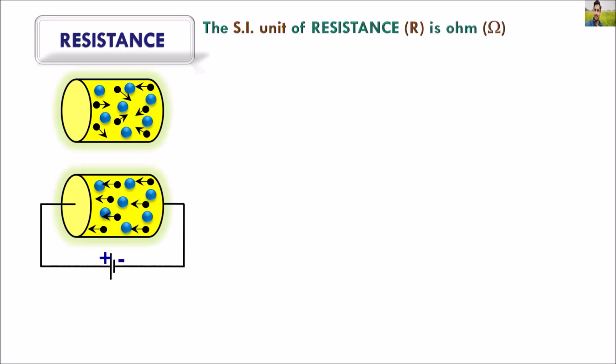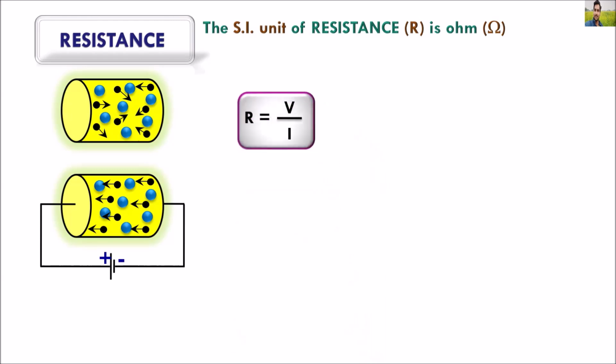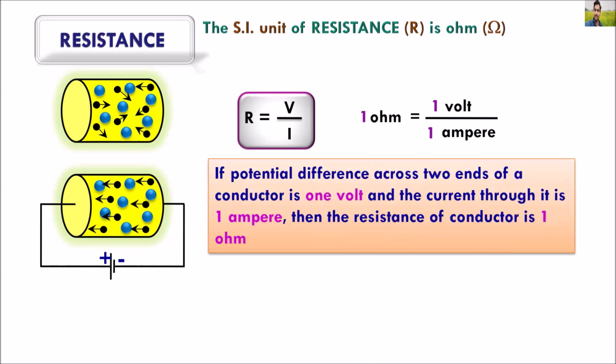The SI unit of resistance is ohm. And the formula for resistance is V upon I, where V is electric potential and I is electric current. Ohm is equal to volt upon ampere. Or else we can say 1 ohm is equal to 1 volt upon 1 ampere. Let's define 1 ohm. If the potential difference across the two ends of a conductor is 1 volt and the current through it is 1 ampere, then the resistance of the conductor is 1 ohm.